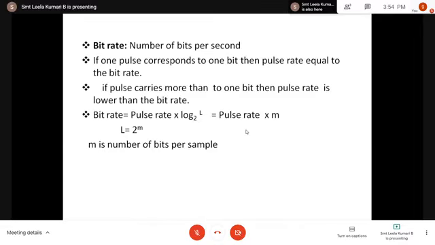Therefore, bit rate equals pulse rate multiplied by log L to the base 2, or pulse rate times M, where L equals 2 to the power of M, and M is the number of bits per sample. So this is the relationship between pulse rate and bit rate.